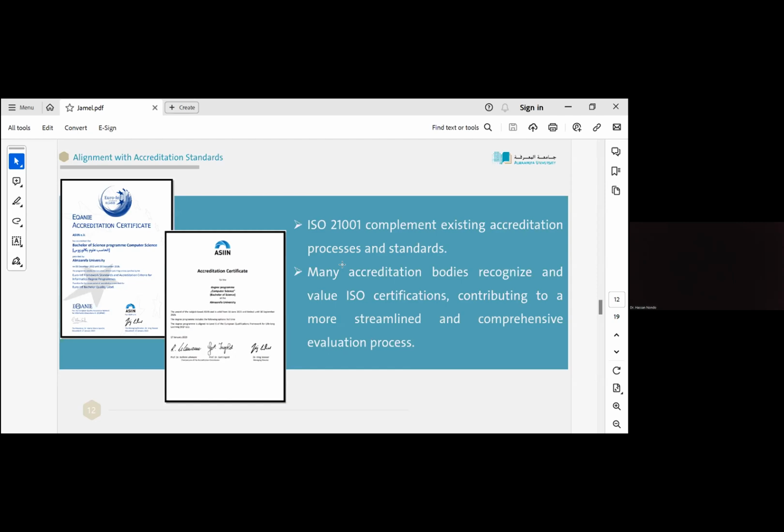And so ISO 20001 complemented the existing accreditation process and standard. Many accreditation bodies recognize and value ISO certification, contributing to a more streamlined and comprehensive evaluation process. Like you say, this is the certificate which you are awarded a year ago, and after going through a lot of process, like I said earlier.